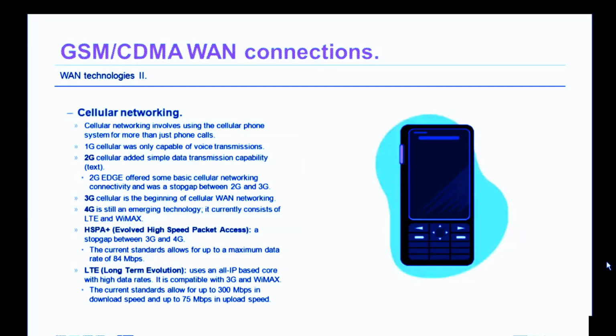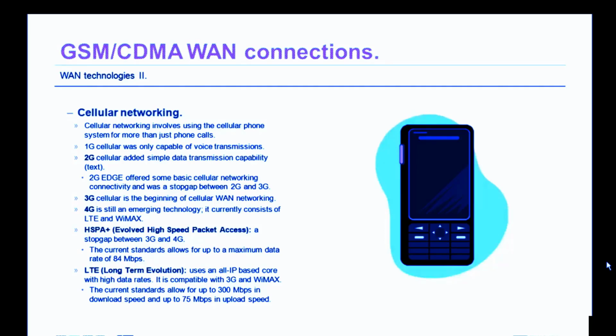Let me speak briefly about cellular networking. Cellular networking involves using the cellular phone system for more than just phone calls. Cellular networking has been around for a while, and it originally wasn't known as this, but the first version of it is 1G or 1G cellular, and it was only capable of voice transmissions. As improvements came along, we got 2G. That is cellular with simple data transmission capabilities, as in text messaging.